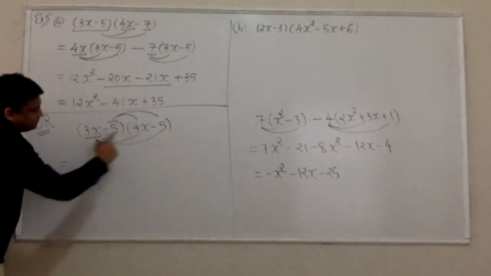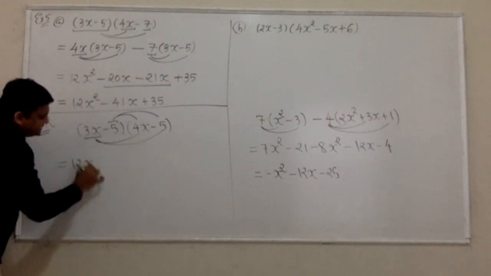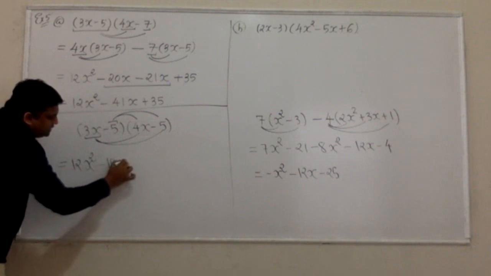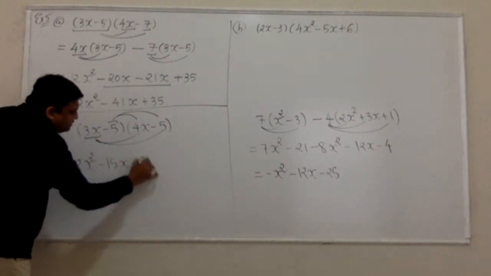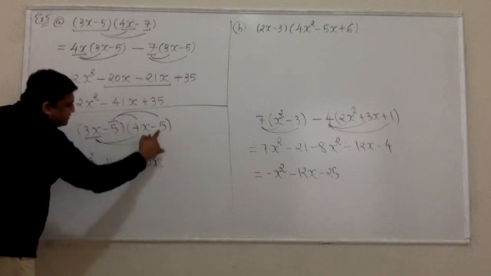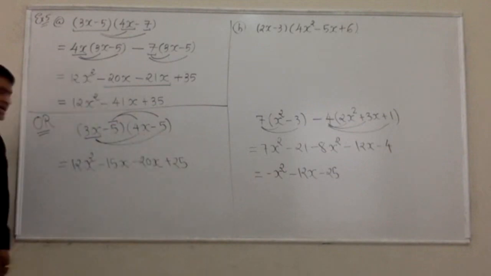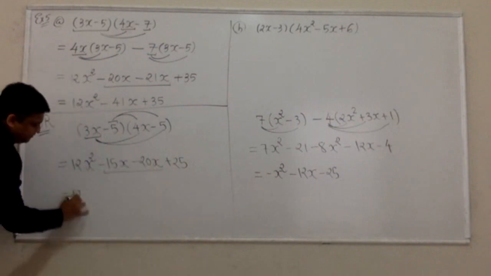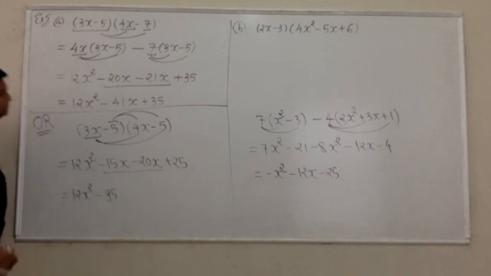3x times 4x. Product of 3 and 4 is 12. Product of x with x is x squared. 3x times negative 5, negative 15x. 4x times negative 5, negative 20x. Negative 5 times negative 5, positive 25. All right. If you have like terms, you would like to add them.